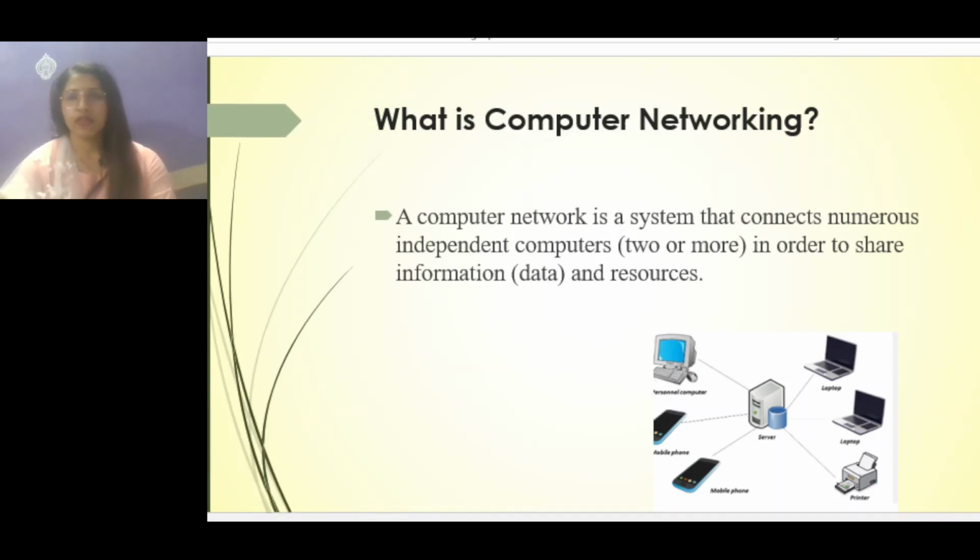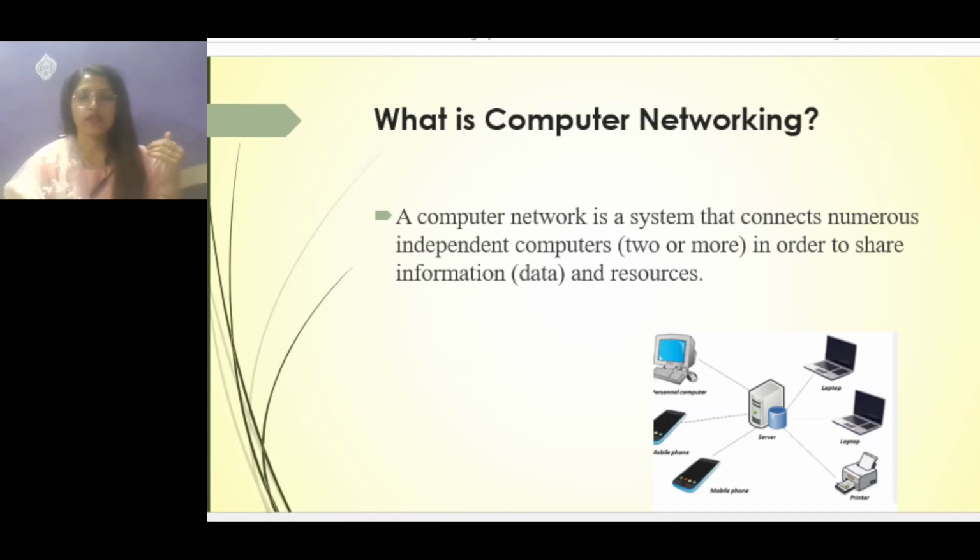So what is a computer network? A computer network is a system that connects numerous independent computers so that we are able to share information and resources. We are sharing our files, we are sharing all kinds of documents. So what we are doing on computer networks is sharing our data, okay? And we are going to share the resources.